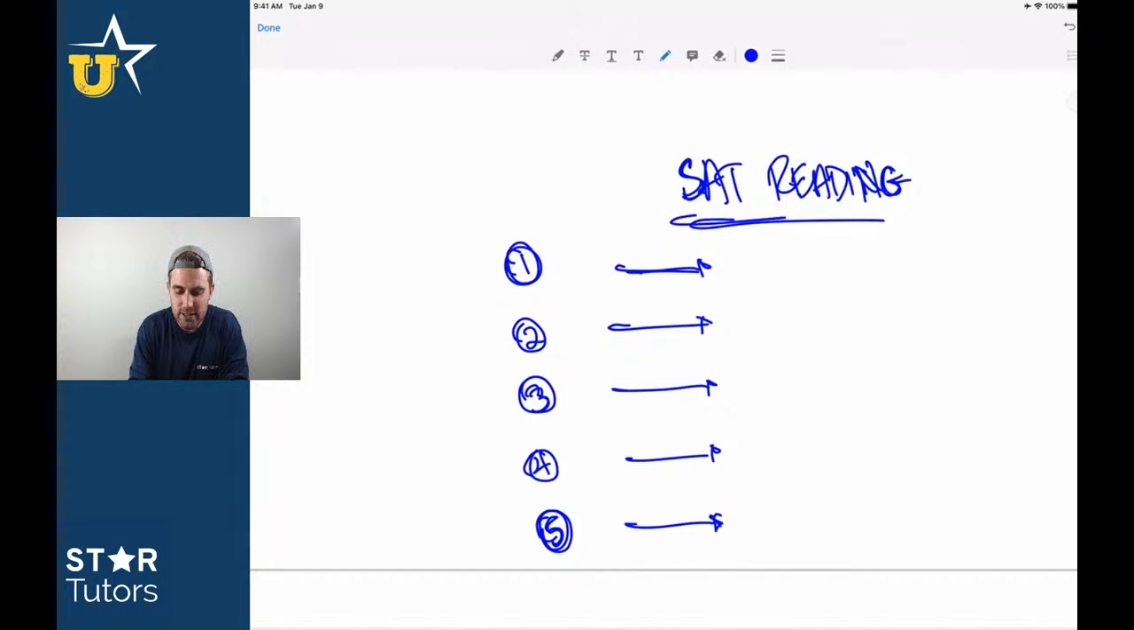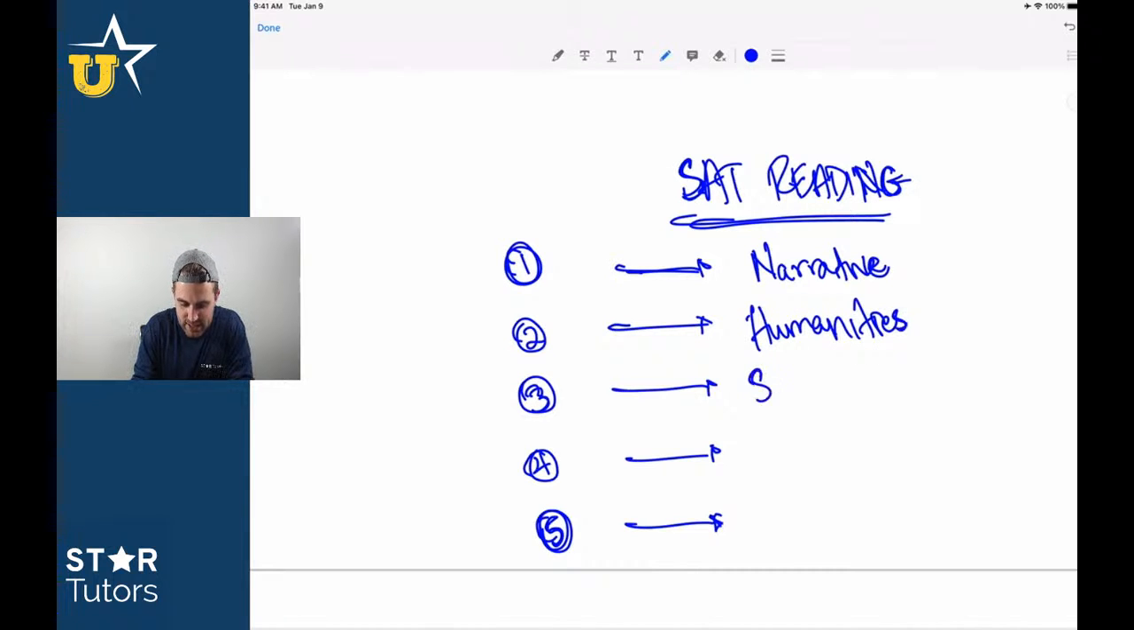So the passages on the SAT reading test are always in the same order. It's always the narrative passage first. So everybody write this down if you could, if you didn't know this already. Okay, narrative first. Then there's a humanities passage. Sometimes it's a biography. Then there's a social science passage, which tends to be one of the 2 passages with graphs. Social science tends to have the graphs and the figures.